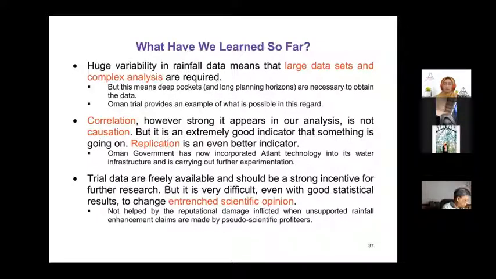The trial data themselves are freely available, which should be a strong incentive for further research, but it's very difficult, even with very good statistical results, to change what I think is fairly entrenched scientific opinion. And certainly not helped when you have pseudoscientific profiteers playing around, as is in this particular arena.